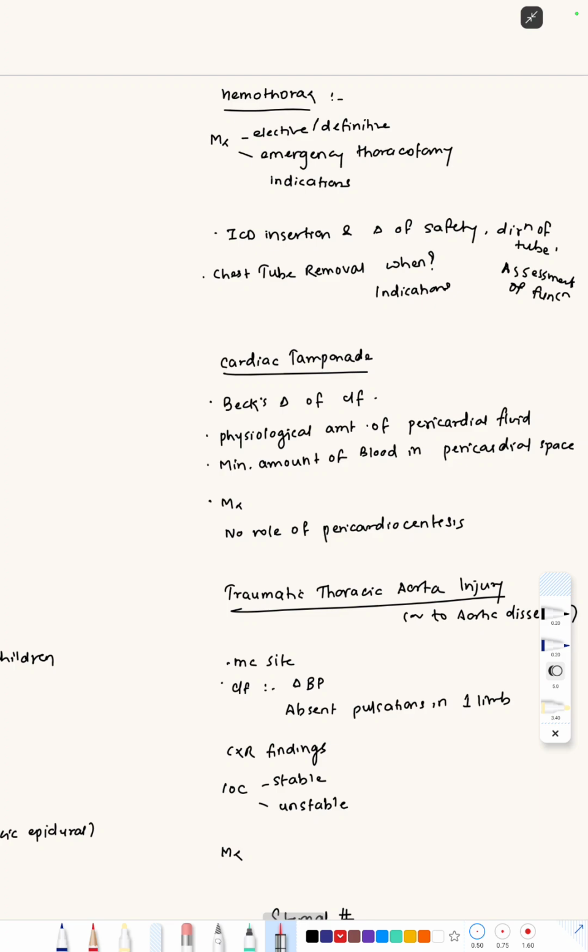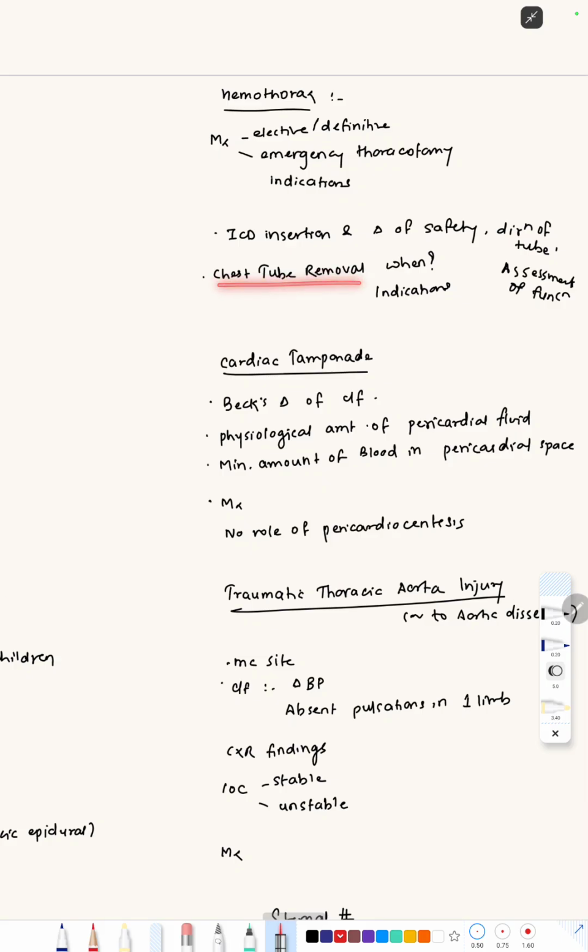Digital exploration is done. The direction of the tube should be posterior to prevent damage, and assessment of this ICD is done with the help of movement of the water column. So, is the water column moving or not? Very important: air bubbles in the water column. This is not a functional assessment.